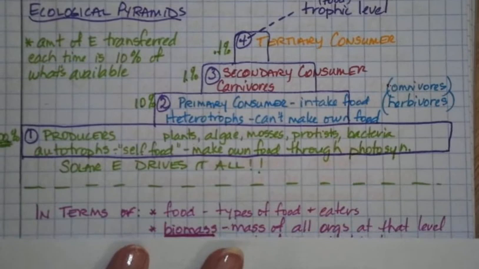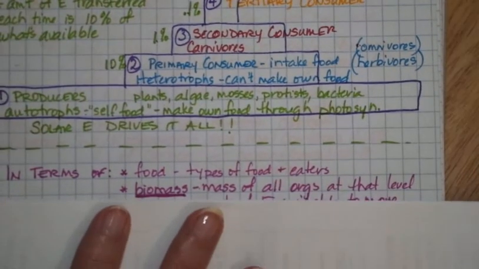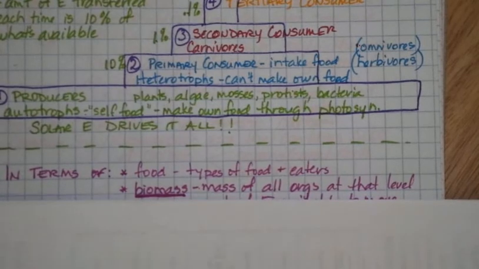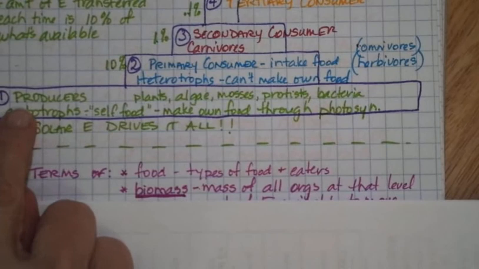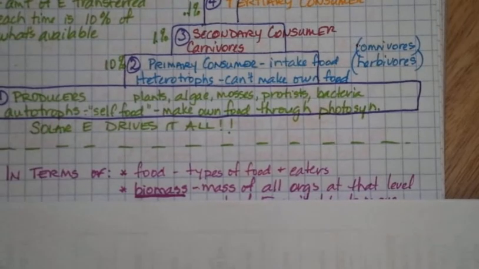Another way we can use this food web is in terms of biomass. And biomass refers to all of the mass of the organisms at that level. So if we look at the producers, let's say we're just talking about a population of grasses, then we would get all of those grasses, measure the mass of them, and that's the biomass of those organisms at that level here. So we can talk about it in terms of biomass.